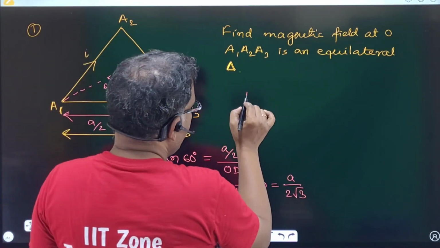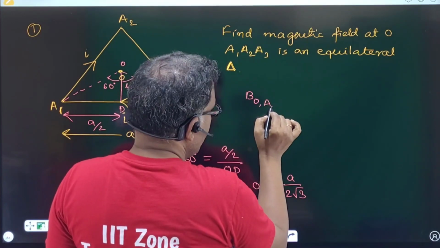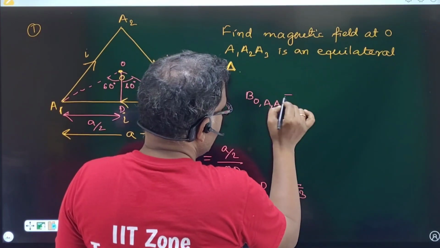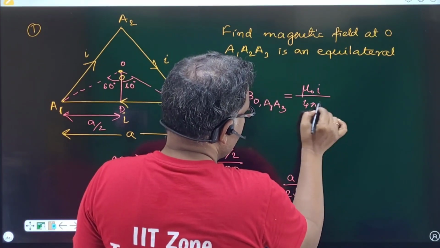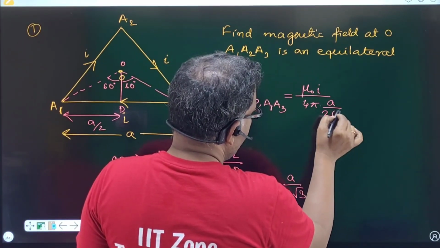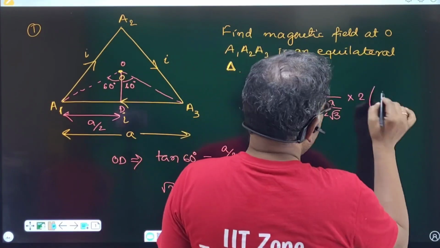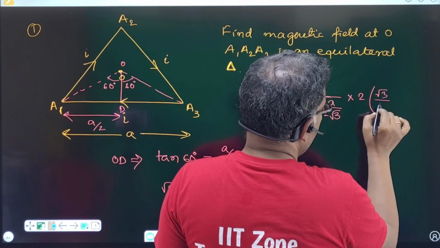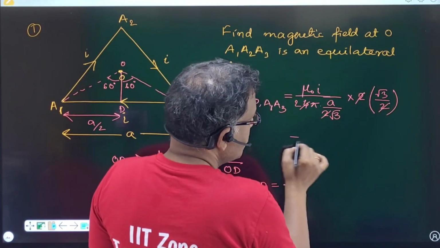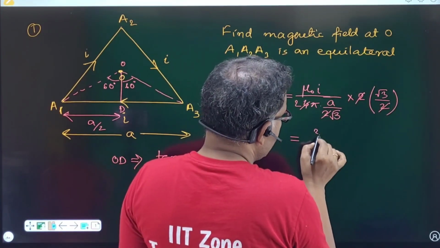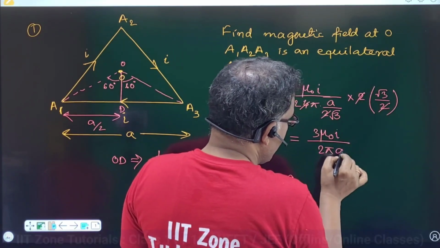So magnetic field for one side, due to A1 A3, right? That is mu naught I by 4 pi into distance, which will be A by 2 root 3, into twice into sine of 60. Sine 60 is root 3 by 2, so this 2 gets cancelled out. Ultimately root 3 goes, and this is 3 mu naught I by 2 pi a. This is for one side. Very good.